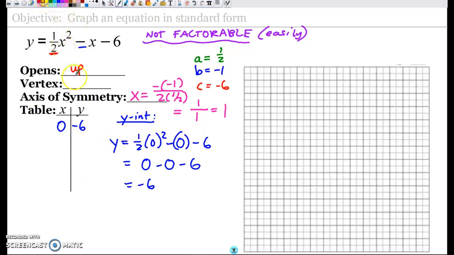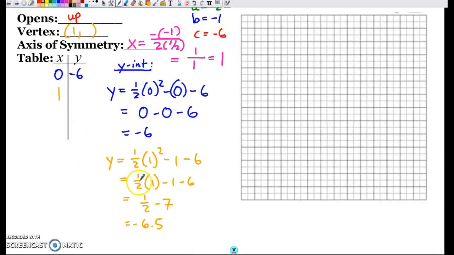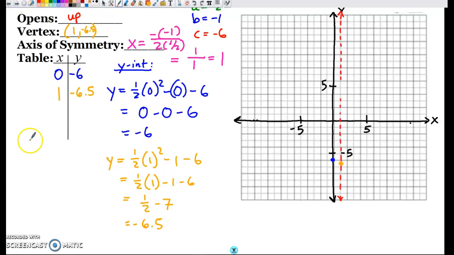So then to find out what the vertex is, I plug in 1 into my equation for x. And I'm going to pause and just do that. See from my math here in orange that when I plug in 1 for x, I get negative 6.5 for y. Pause the video and copy down that work if you need to. Let's graph what I have so far. And again, I'm going to pause to save time. Here's the graph with my y-intercept and my vertex.